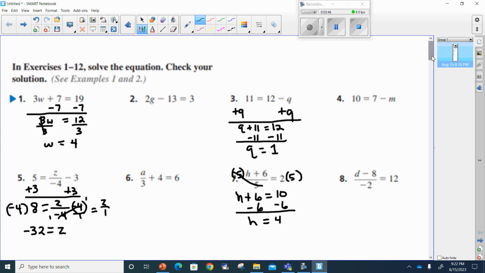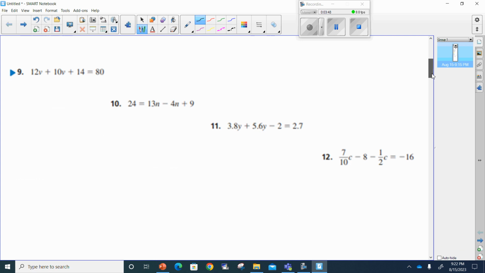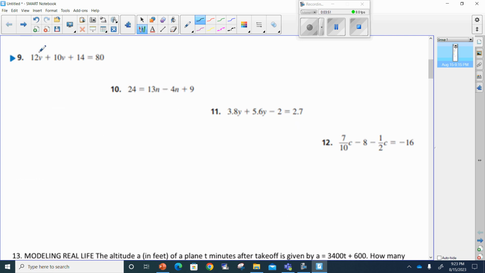All right. Remember to do the even ones. I'm going to go to number 9. This one says 12V plus 10V plus 14 equals 80. I'm going to combine my like terms, 12V and 10V make 22V. These are like terms because they both end with the same variable to the same power. I'm going to add the 14, and this has to equal 80.